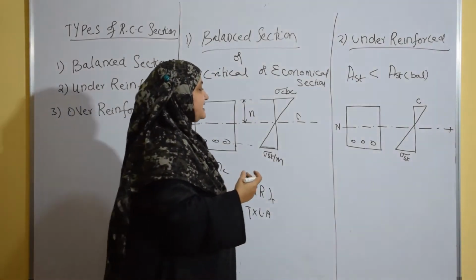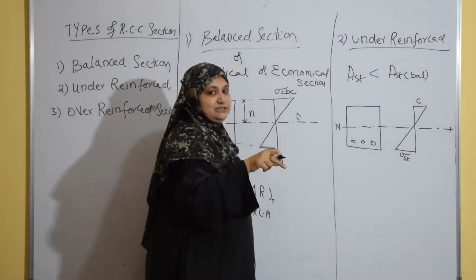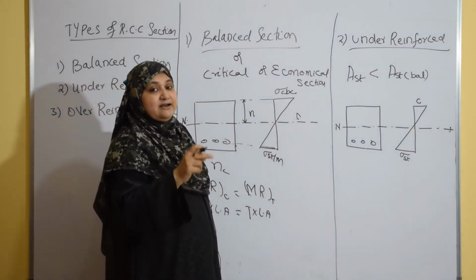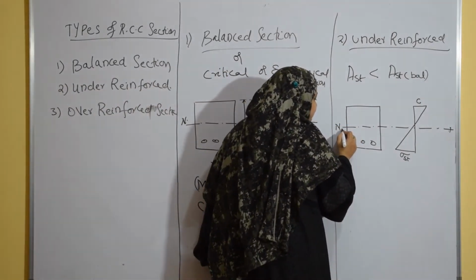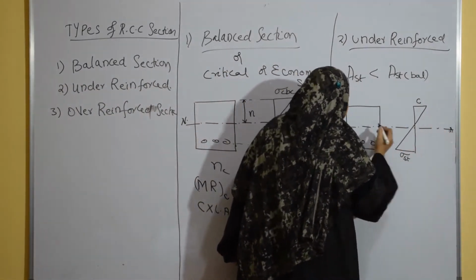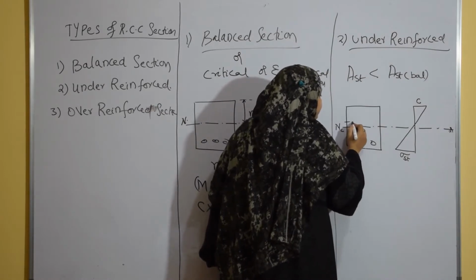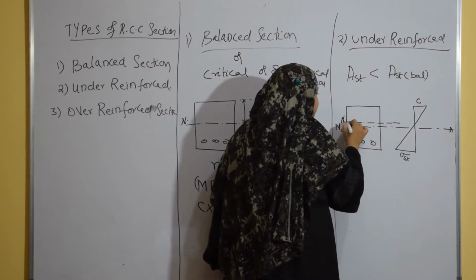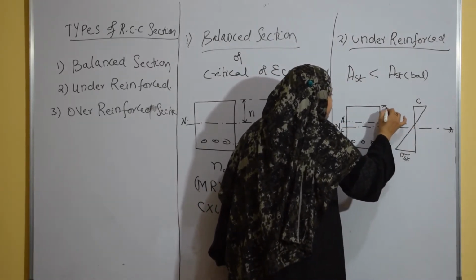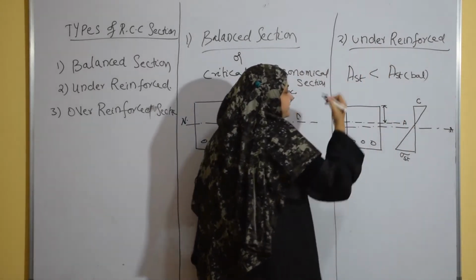Okay, so in such cases, the neutral axis of that section, which section? Under reinforced section, will be somewhere above the critical neutral axis. This is the critical neutral axis, so it will be somewhere above the critical neutral axis. So this is your neutral axis. This is the neutral axis of an under reinforced section.